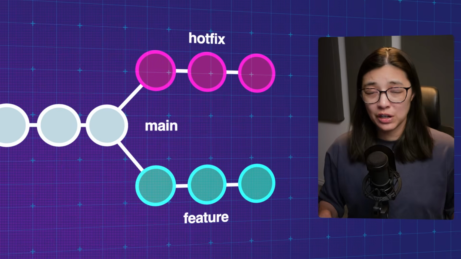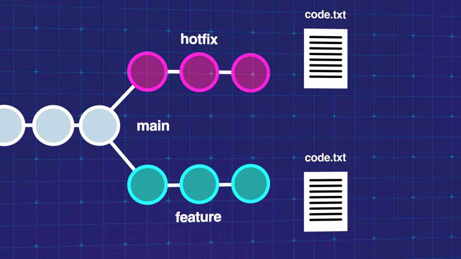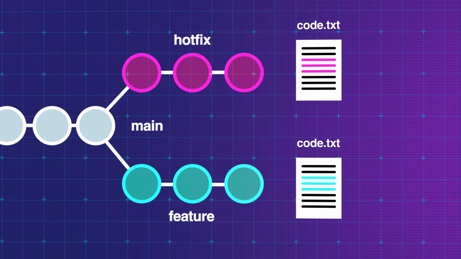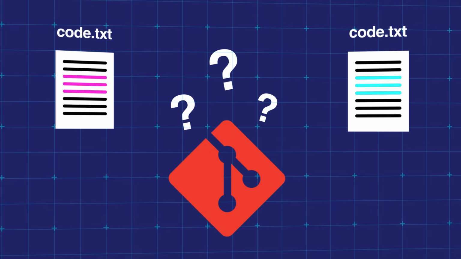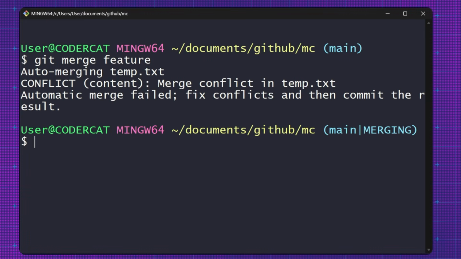Well, a merge conflict happens when you have two separate branches, and each branch has a different version of the same file, with different lines of code in the same location. When you merge the branch, Git doesn't know which one is the right version, so it stops everything and alerts you that there is a code conflict that you need to resolve. So let's go through the steps to resolve the conflict and successfully complete your merge.